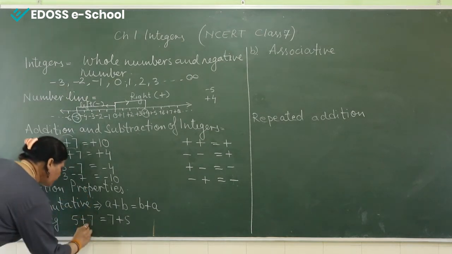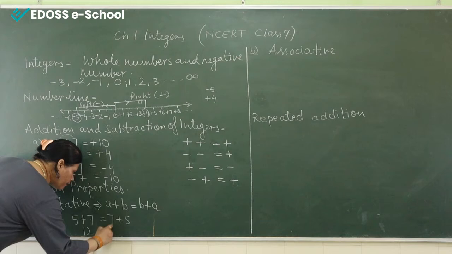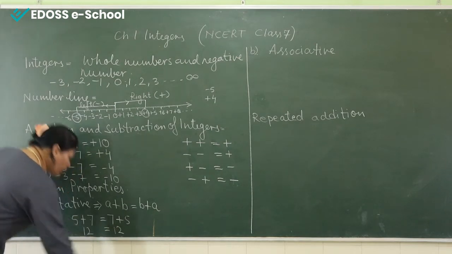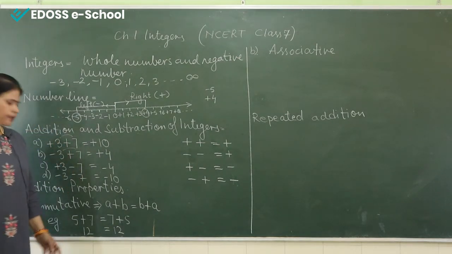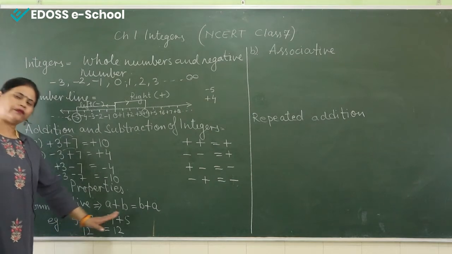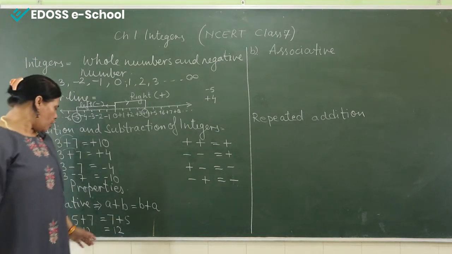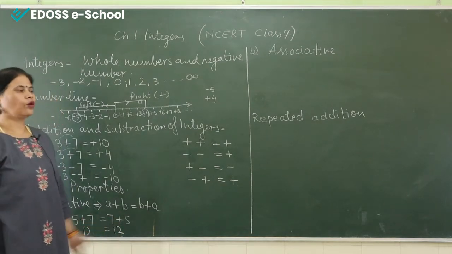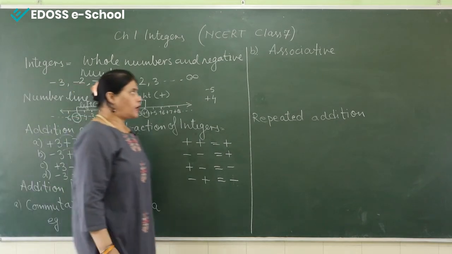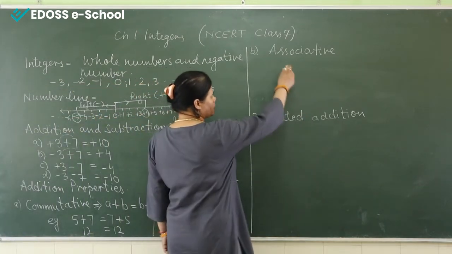So 5 plus 7 is 12, and when we add 7 plus 5, again the number is 12. It means your RHS is equal to LHS, that is, right hand side is equal to left hand side, so both the sides are equal. This is called the commutative property. Now come to the next property, that is the associative property.